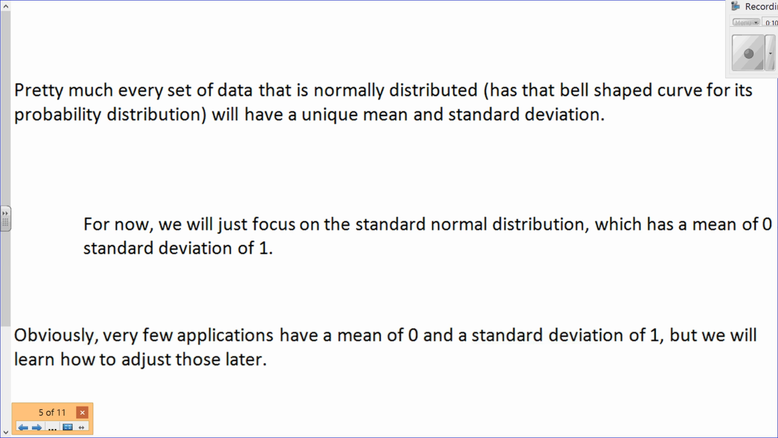But for now, we're just going to focus on what's called the standard normal distribution. And a standard normal distribution has a mean of 0 and a standard deviation of 1. Very few applications are going to have that mean of 0 and standard deviation of 1, but we're going to focus on that for now, get a handle on the mechanics of working with the normal distribution, and then we'll learn how we can adapt any distribution to work with the same rules.